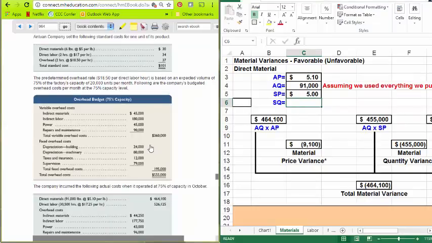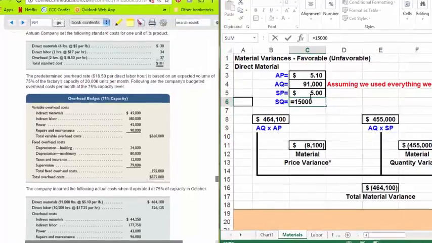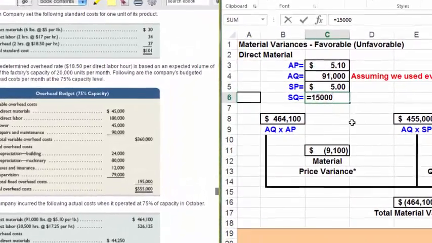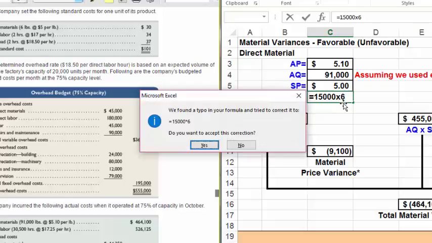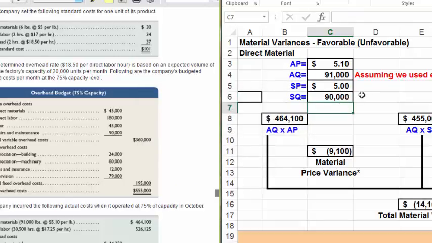And for our standard quantity, we are at 75% capacity. And again, I was telling you earlier that that's 15,000. Because 75% of 20,000 is 15,000 units, and we are going to figure out the standard for that. And if you take your standard pounds of 6 pounds, you'll multiply that by 6. So that's 15,000 units times 6 pounds. So our standard quantity will be 90,000. So we just took the 15,000 times the 6 pounds.